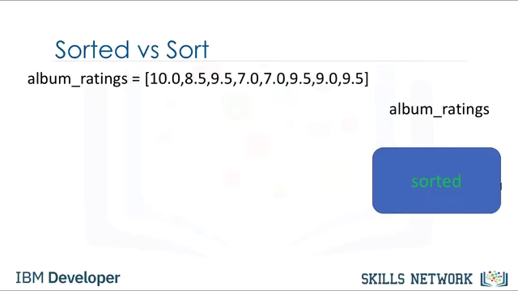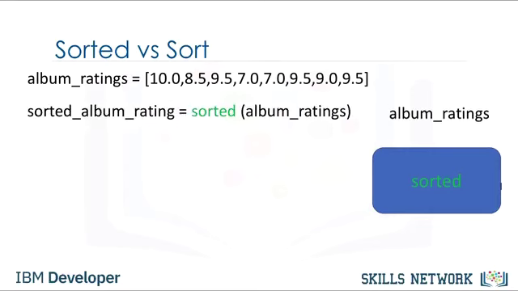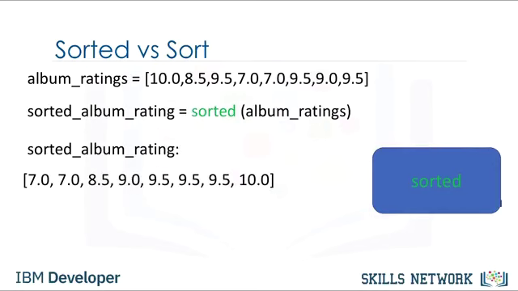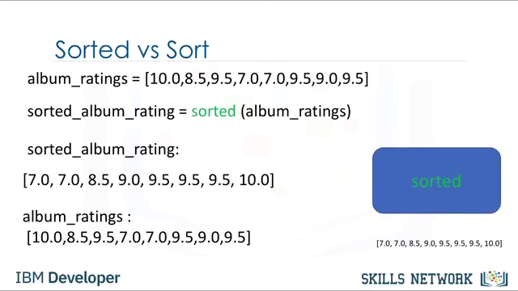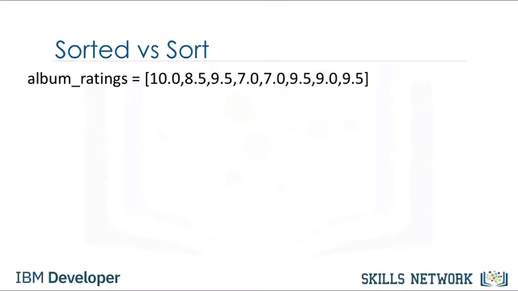Consider the list album ratings. We can apply the function sorted to the list album ratings and get a new list sorted album rating. The result is a new sorted list. If we look at the list album ratings, nothing has changed. Generally, functions take an input, in this case a list. They produce a new output, in this instance a sorted list. If we use the method sort, the list album ratings will change and no new list will be created.